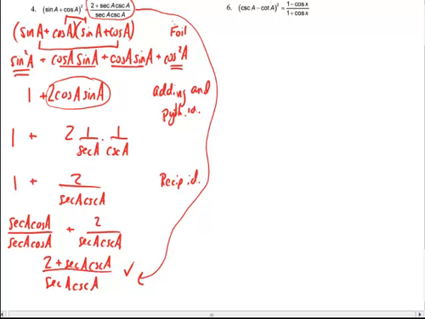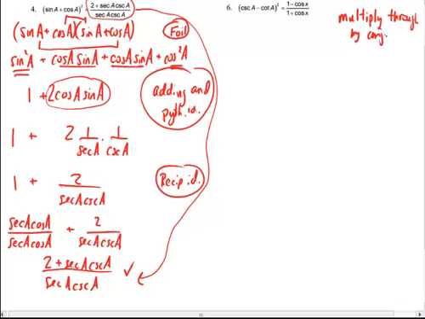Remember, you have to have your reasons written on the side, and you have to recognize which identities to use for substitution and for adding fractions and so on and so forth. Over here on number 6, what I suggested to the class for this one was to multiply by the conjugate. So that's the way we're going to proceed through this problem.